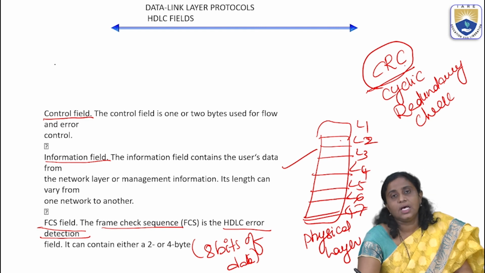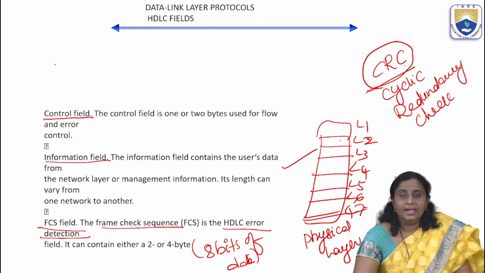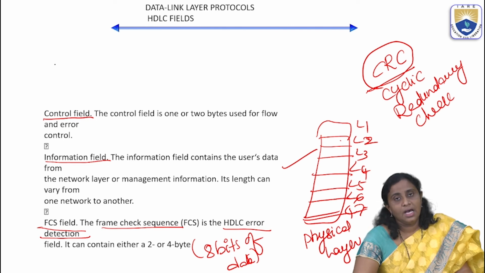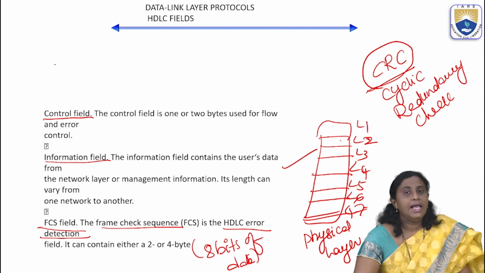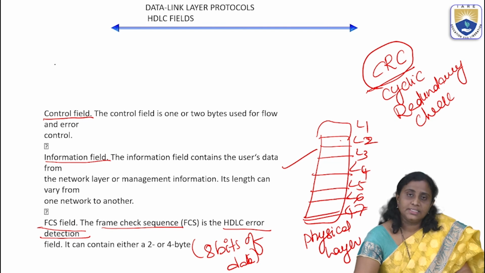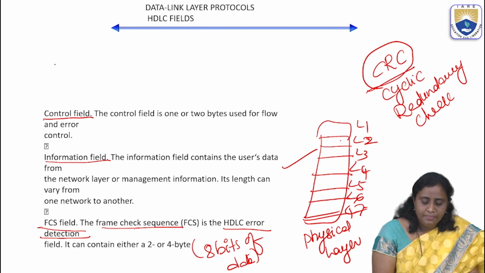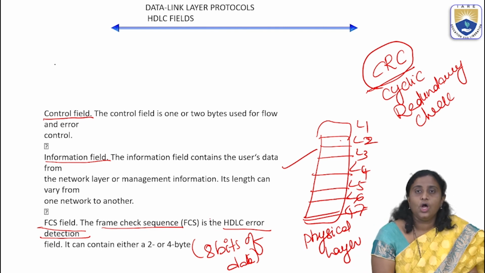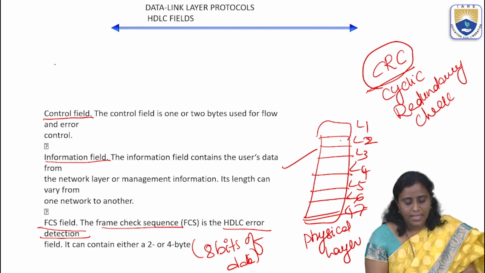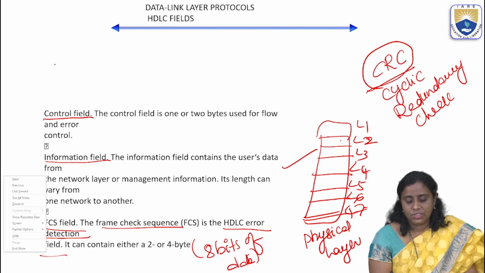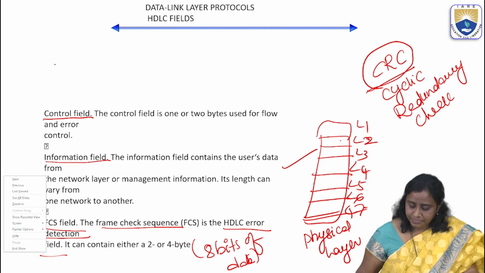CRC is also one of the error detecting techniques, under Hamming distances, CRC code, cyclic codes, acyclic codes, and error checksum. These are all error detecting techniques. Under that, the frame check sequence FCS is one of the main important HDLC error detection techniques. The field contains either 2 or 4 bytes and consists of 8 bits of data.